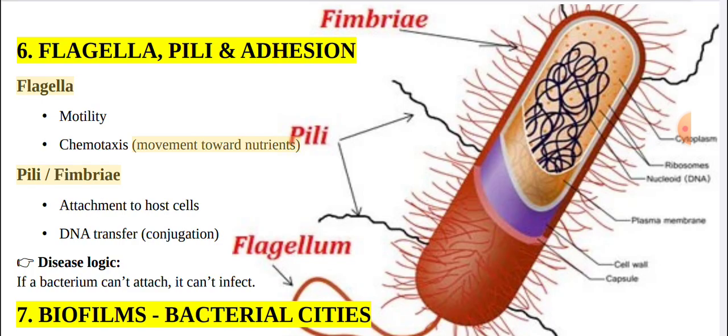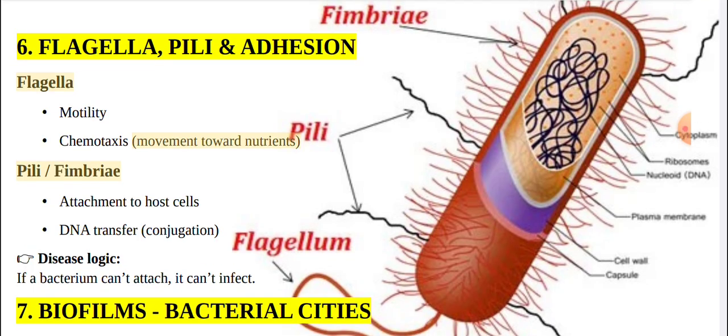Pili are the grappling hooks. E. coli uses them to lock onto the cells of your bladder so they don't get flushed out. Neisseria gonorrhea uses them to hold onto the reproductive tract. If you knock out the pili, the bacteria becomes harmless because it just gets washed away.